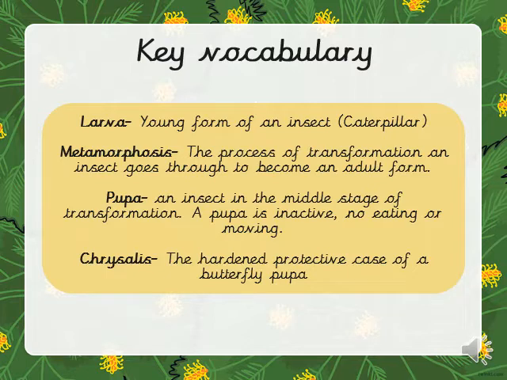Another word you might come across is pupa. This means an insect in the middle stage of transformation. A pupa is inactive, no eating or no moving. And the last word that you might come across is chrysalis. This is the hardened protective case of a butterfly pupa. Okay, if we're ready, let's start now.